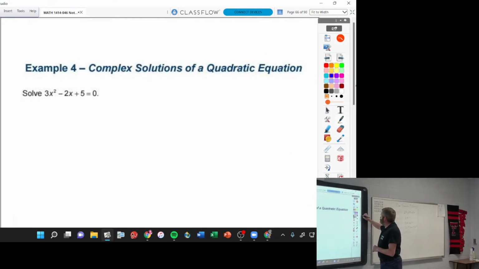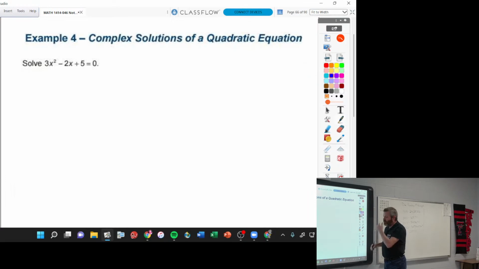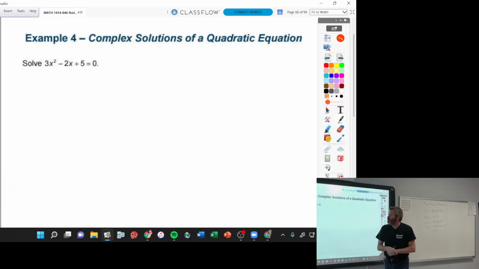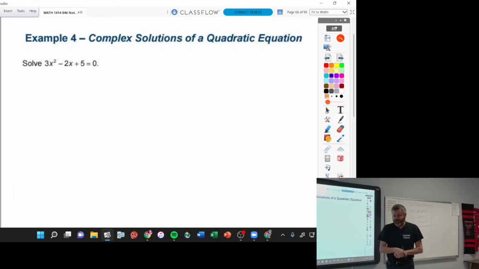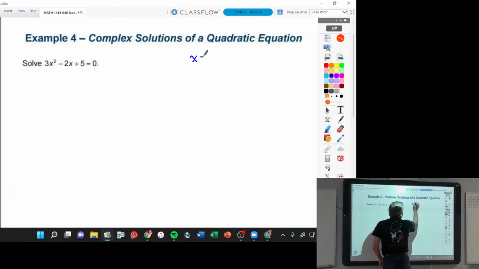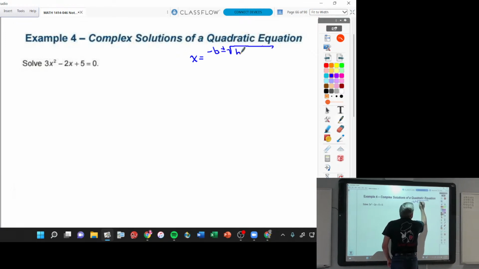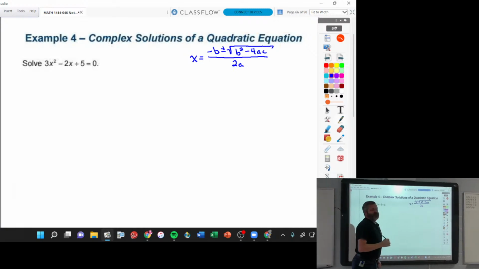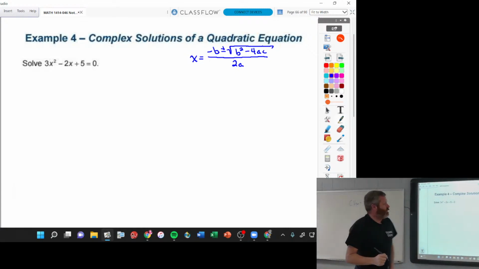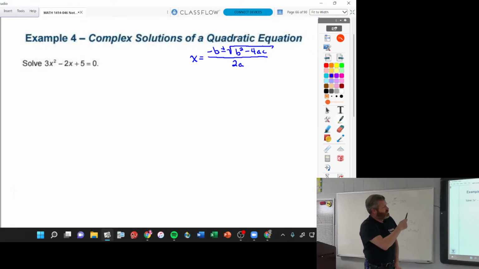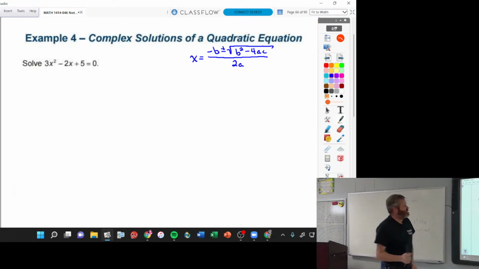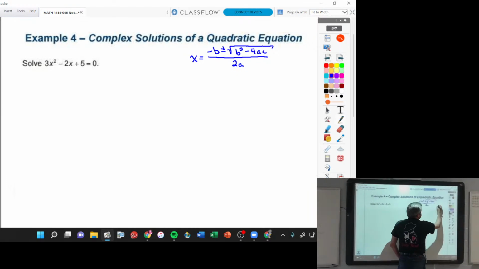Complex solutions of a quadratic equation. So here's a quadratic equation, 3x squared minus 2x plus 5. The quadratic formula is x equals negative b plus or minus the square root of b squared minus 4ac, all over 2a. And the importance of complex numbers comes into play because of that square root of b squared minus 4ac. This is called the discriminant.